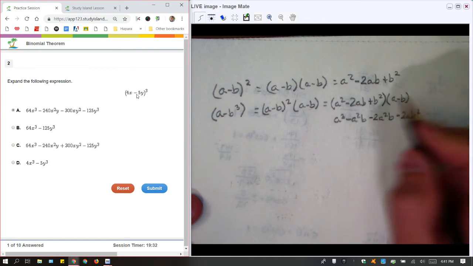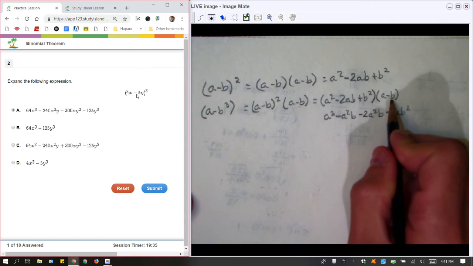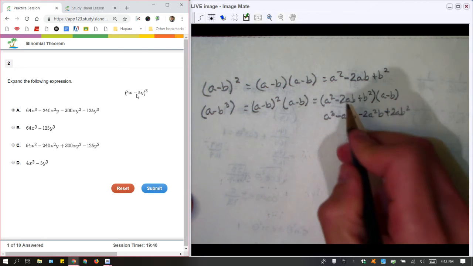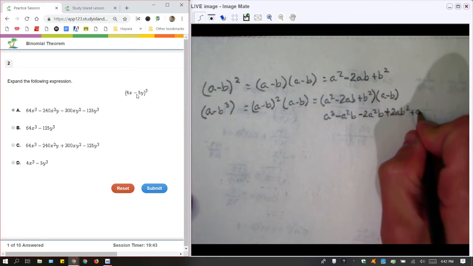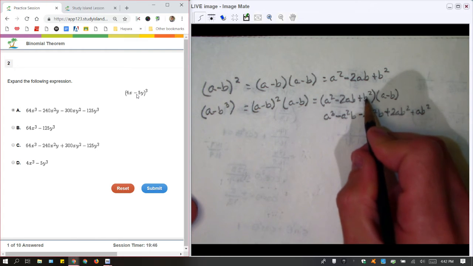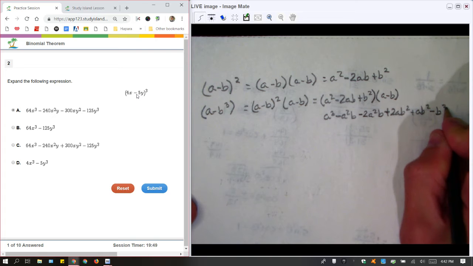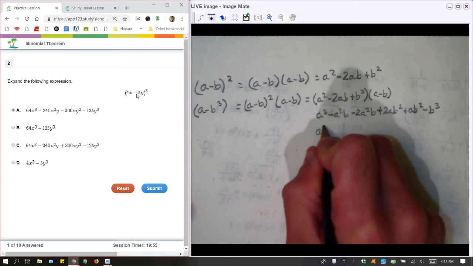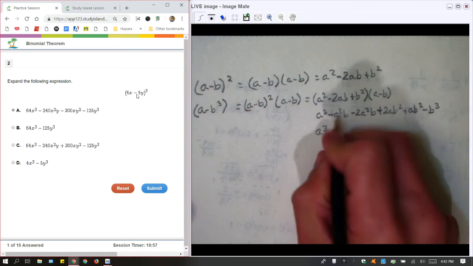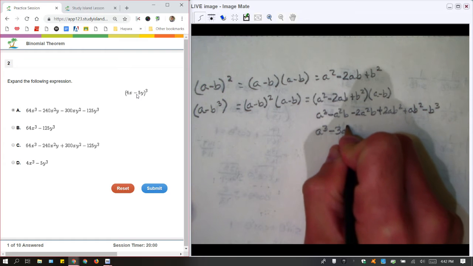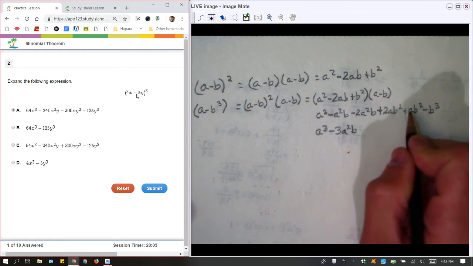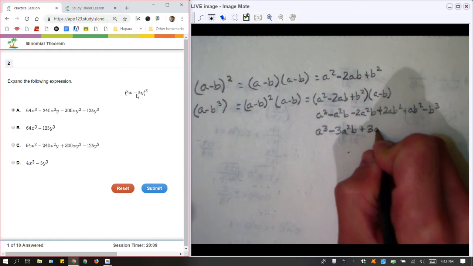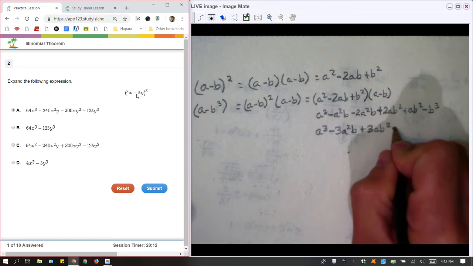Negative 2ab times negative b is going to be plus 2ab squared because the negative times the negative is a positive. And then you have plus b squared times a, so plus ab squared. And then finally, b squared times negative b is negative b cubed. Why did we do all that over again with the negatives? Because you're going to see a pattern when you collect your like terms. You have a cubed minus a squared b minus 2a squared b is minus 3a squared b. And then you have plus 2ab squared plus ab squared is plus 3ab squared. And then you have your minus b cubed.